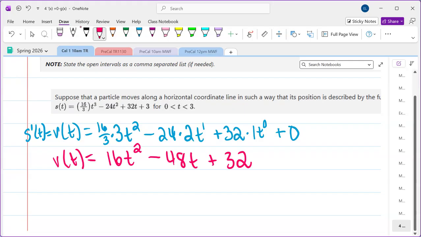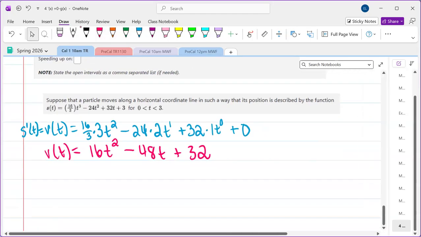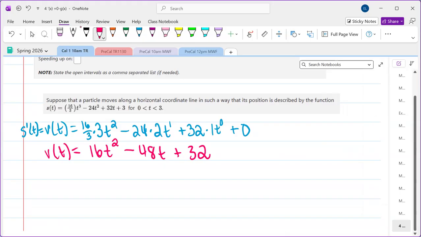Now, if our position function was measured in, let's say, inches, and the time was measured in seconds, then what would the units be for the velocity? Yep, inches per second.